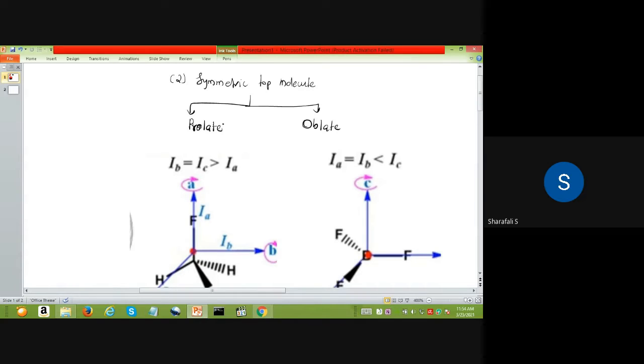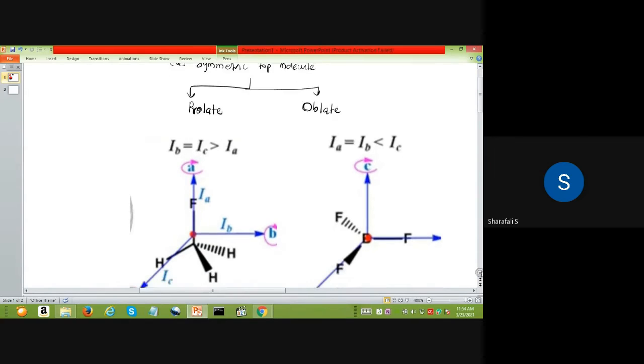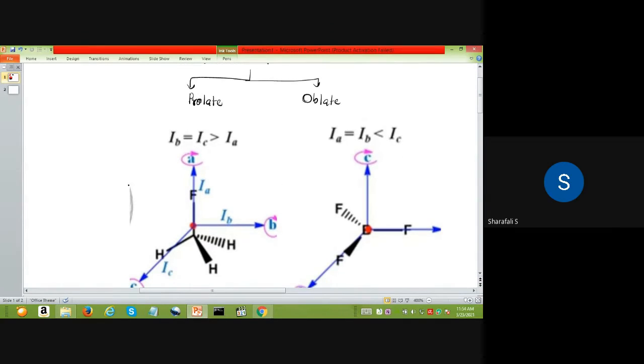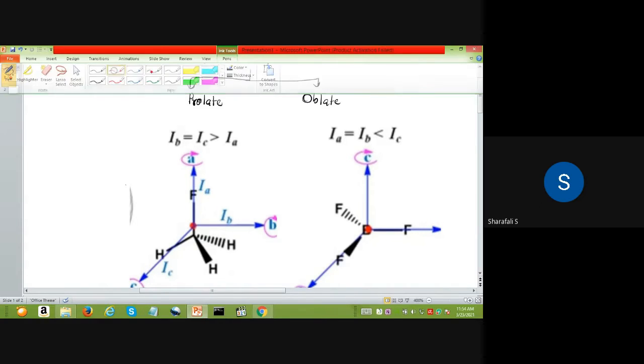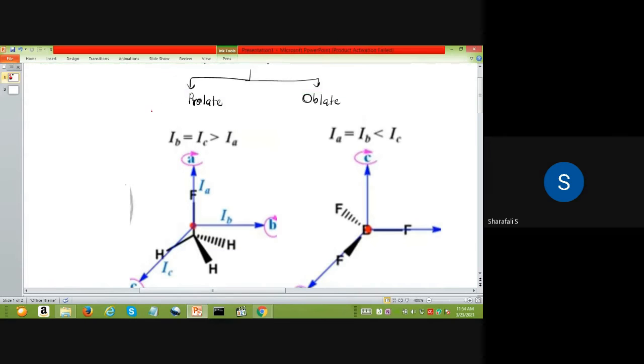So what is the difference between these two? Let's consider the case of CH3F as an example. For prolate, we take the example of CH3F. In this case, you can see your fluorine atom is here. Then you have a hydrogen atom which is into that plane, you can take. Then you have a hydrogen atom here, and another one is here.